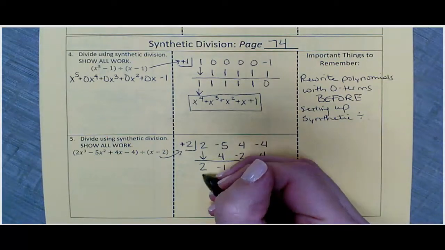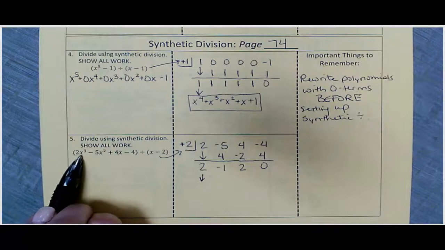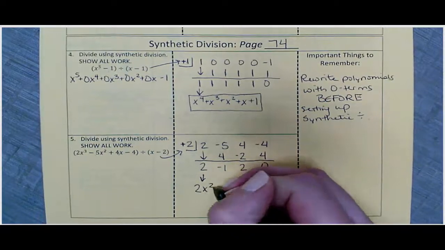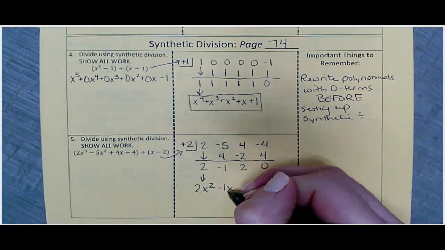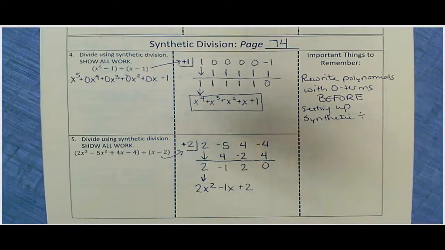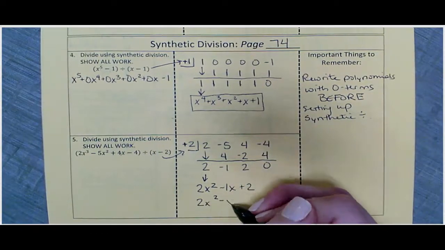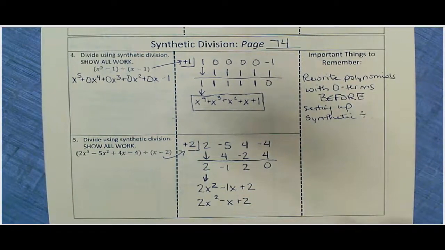I'm going to start out making this the coefficient of one less exponent than what I started with. So I'm going to start with the x squared term. I should have 2x squared minus 1x plus 2 with no remainder. You could also make this 2x squared minus x plus 2. Either is correct.